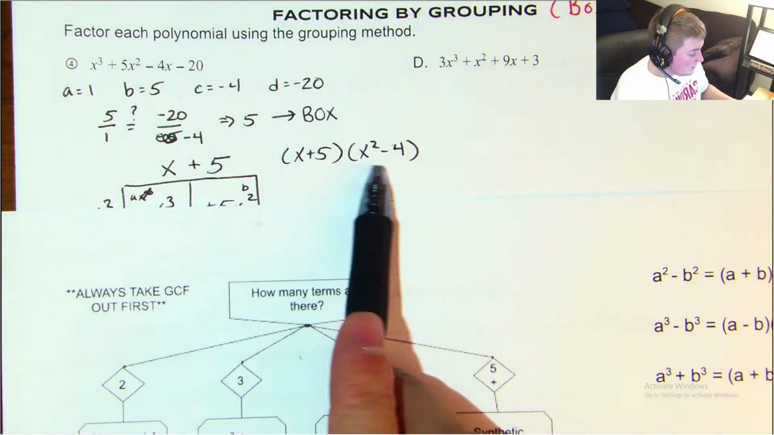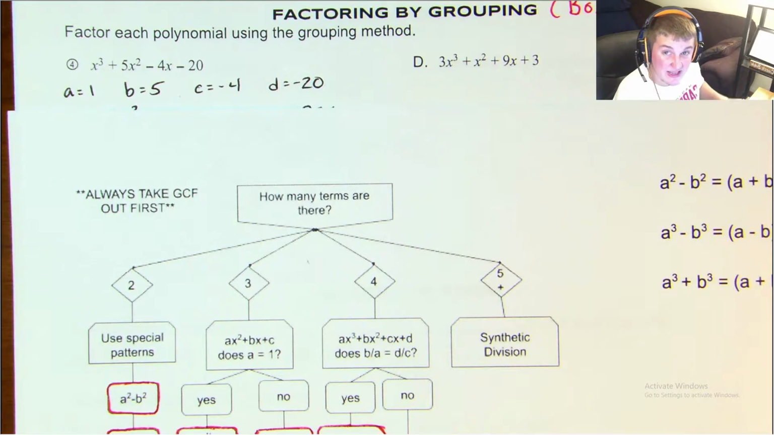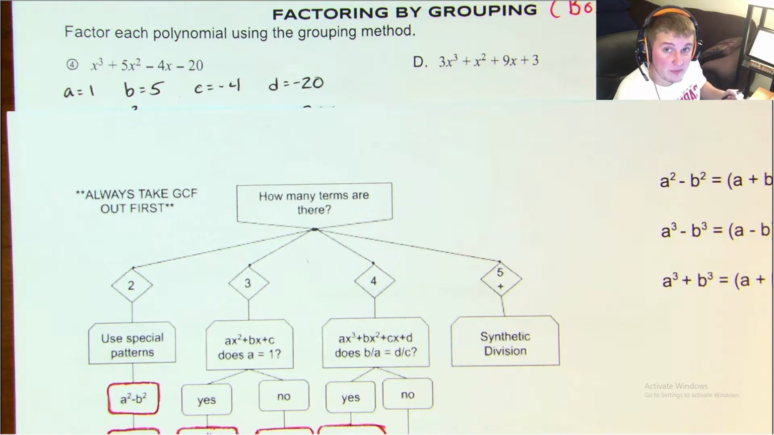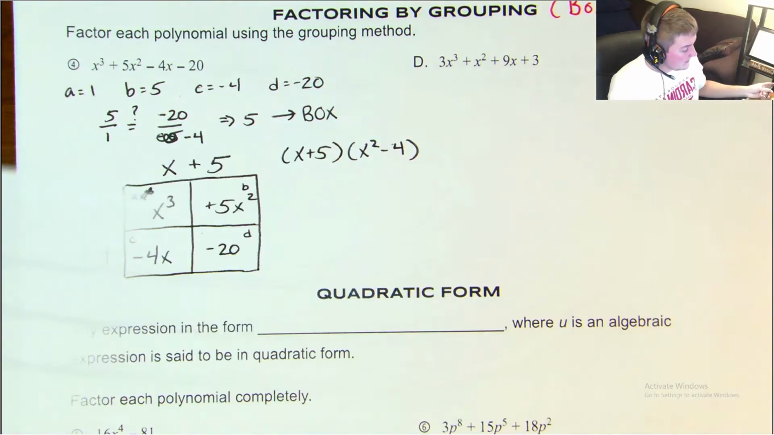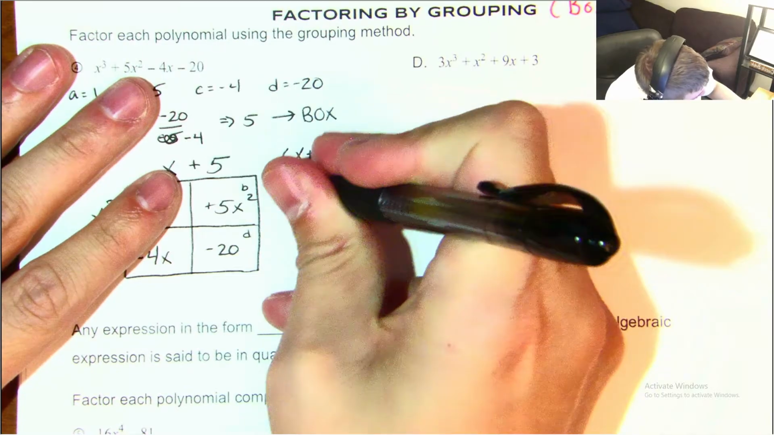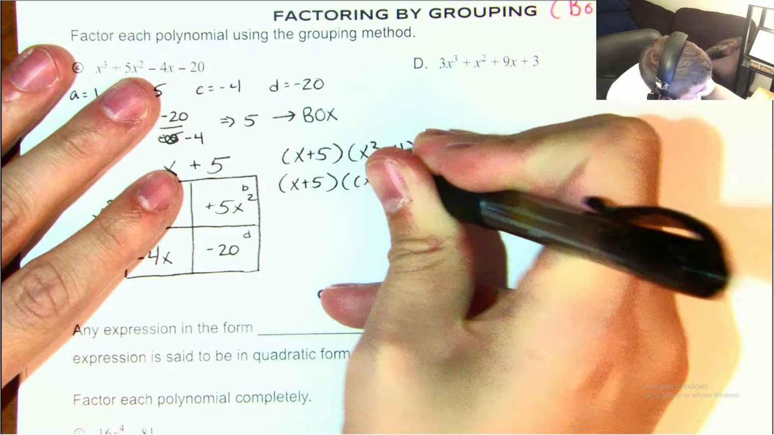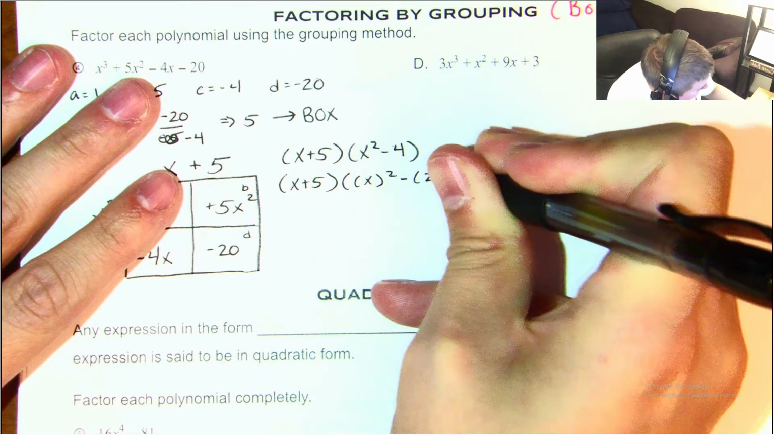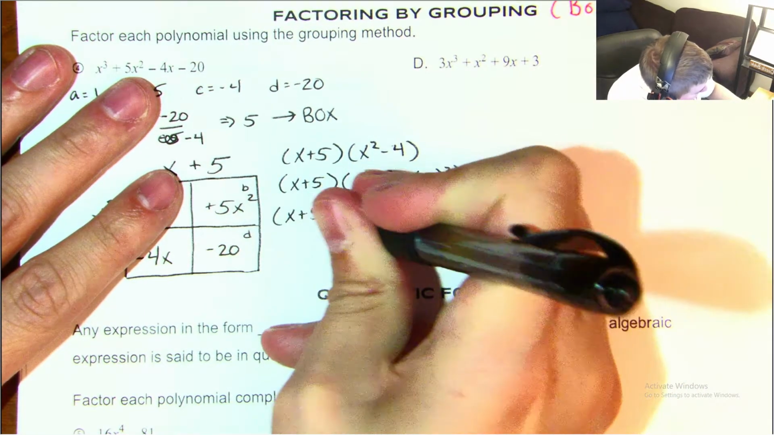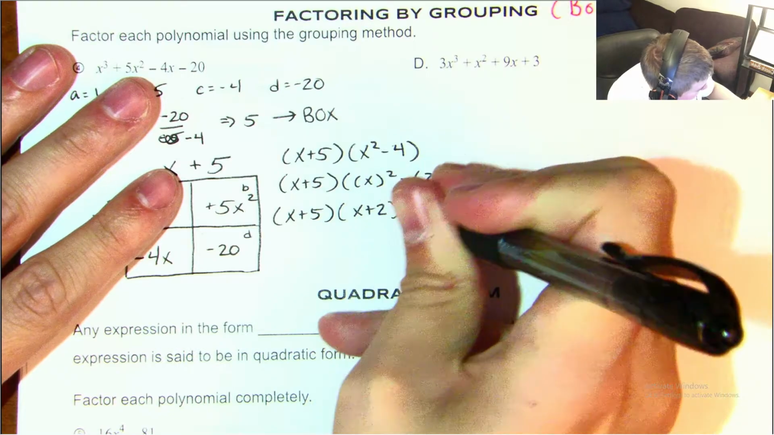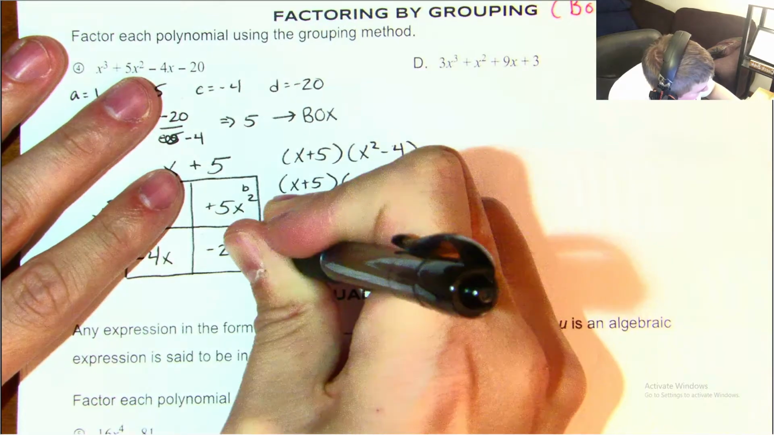But when I look at x squared minus 4, that is a special pattern. That's a difference of squares. X squared is a perfect square. 4 is a perfect square, and I am subtracting them. So I need to follow my difference of squares formula. Okay, so this is going to turn into x plus 5 times the root of x squared, which is x, and the root of 4, which is 2. And this factors into x plus 5 times x plus 2 times x minus 2. And this is my final answer in its complete entirety.